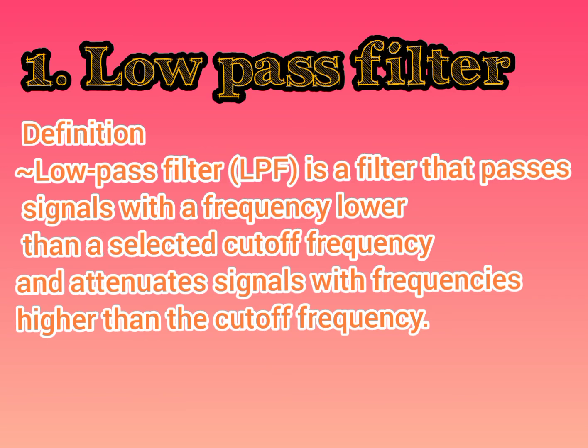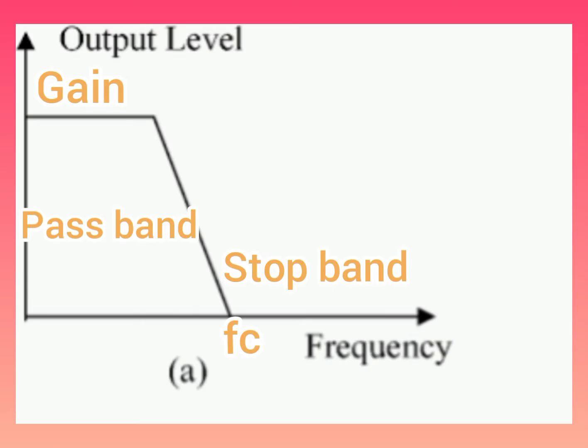Let's know the first part, that is low pass filter. It is a type of filter that passes signals with a frequency lower than a selected cutoff frequency and attenuates signals with frequencies higher than the cutoff frequency. Okay, you can see the figure. Here this is the cutoff frequency, and below it the filter allows frequencies to pass, which is known as the pass band, and after this they are not allowed, which is known as the stop band.